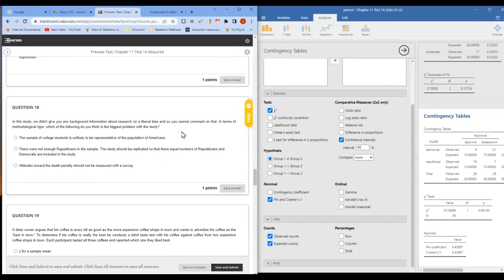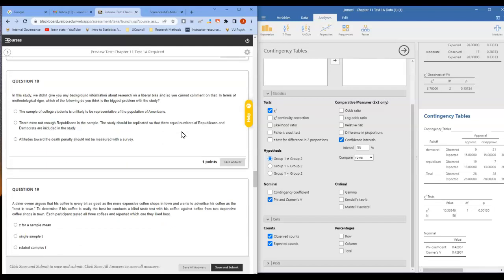Okay, moving on to 18, we didn't give you, again, any background research, but you can consider the methodological rigor. And if we think here about the biggest problems with this study, we can look at, first of all, whether or not the college students are likely to be representative of the general population. Okay. It seems unlikely that the college students are a good representation of the general population in terms of all of their political beliefs. Right? We're not concerned about the number of Republicans, so we're fine. And also, measuring attitudes for the death penalty with a survey is fine. If you ask an anonymous survey, there's no reason to think there's going to be a problem with that.